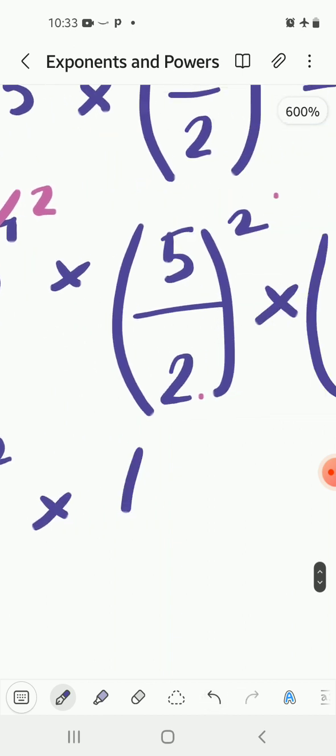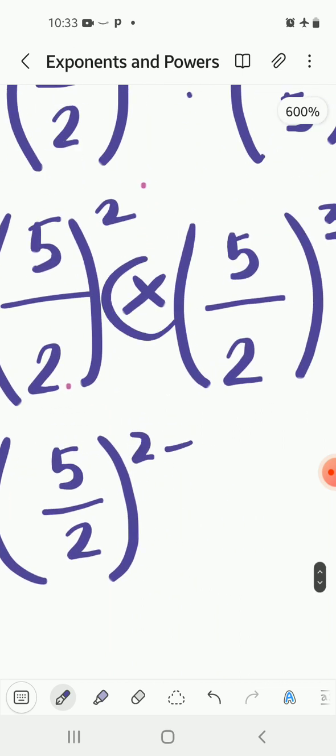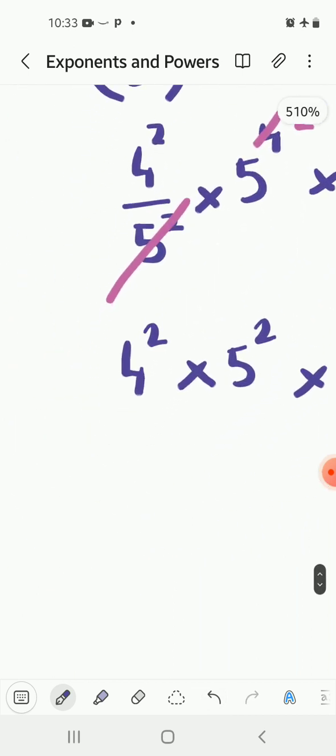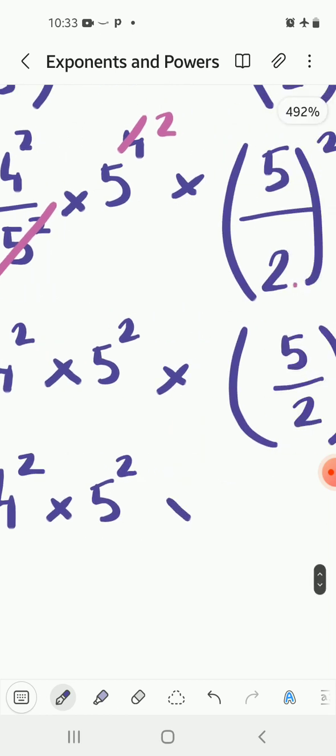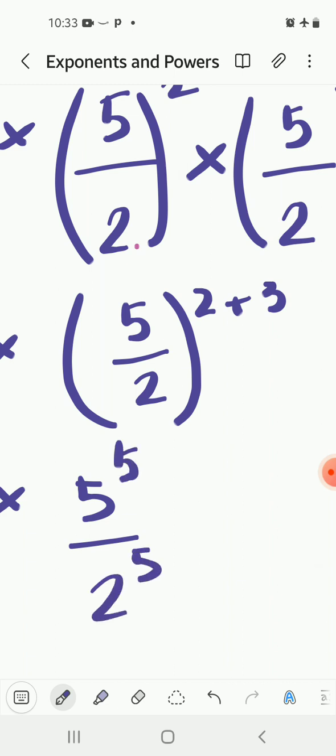Then the power will be added because the base is same. So 5 by 2, power is added in case of multiplication, you can see. So 2 plus 3. It becomes 4 square into 5 square into 5 by 2 to the power 5, or we can write it 5 to the power 5, 2 to the power 5.